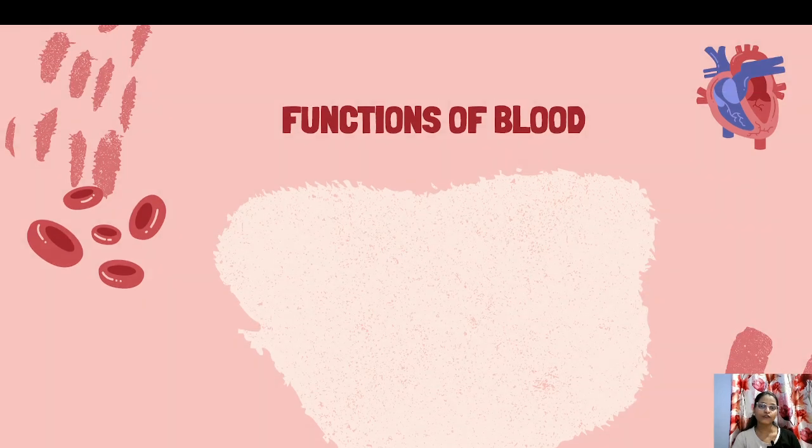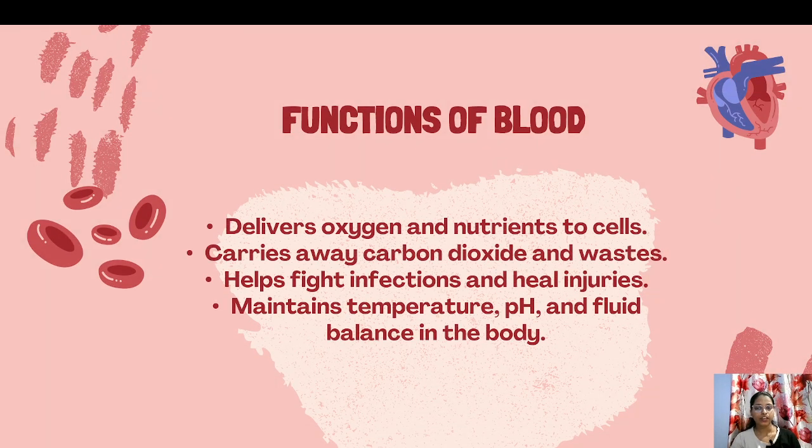So what is the function of blood? There are multiple functions of blood we have mentioned here. First is to deliver oxygen and nutrients. As we know, blood is involved in transportation of various gases, nutrients and waste products. So it delivers oxygen and nutrients to the cells, and it brings out the unnecessary carbon dioxide and waste products from the cells, and these get eliminated out of the body with the help of the blood.